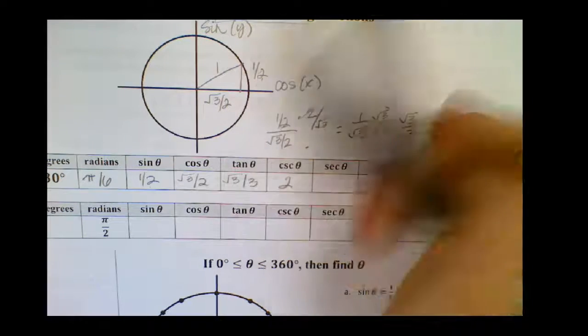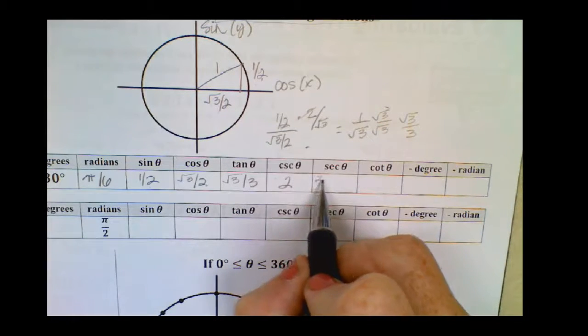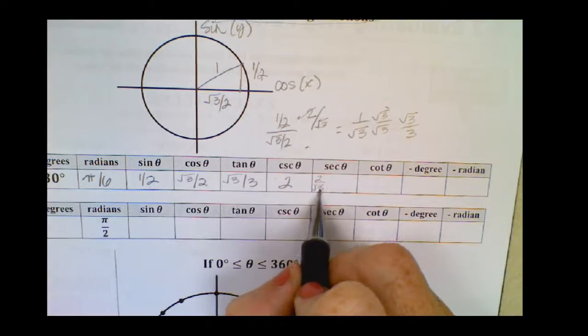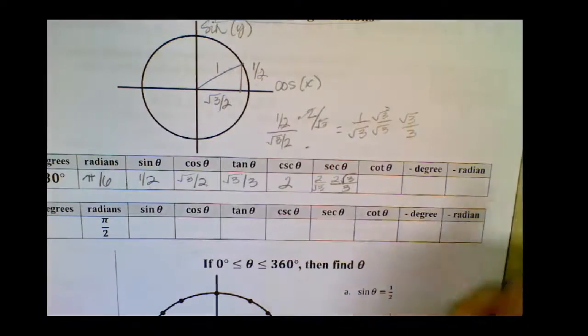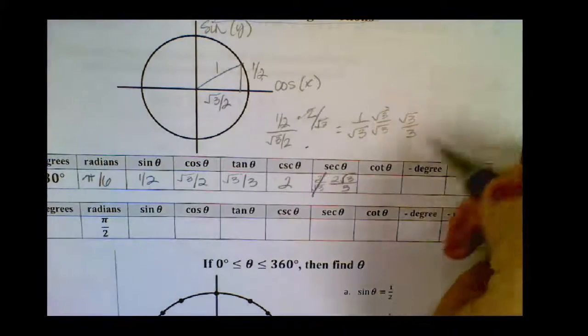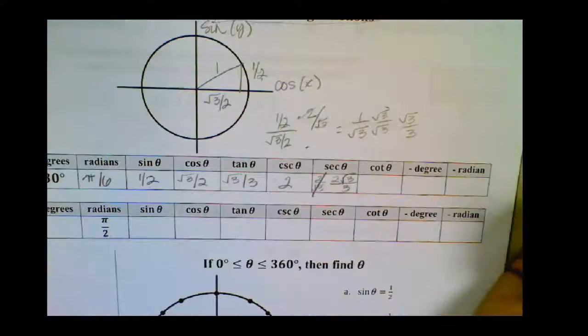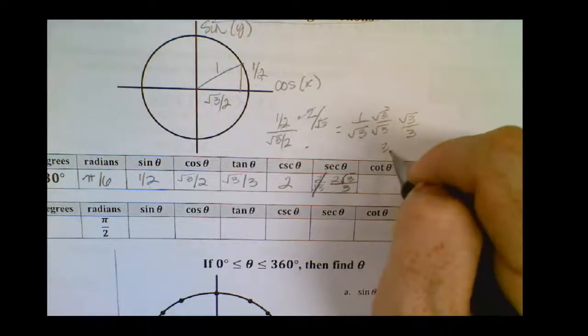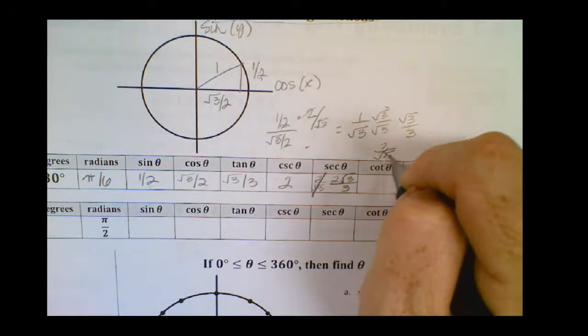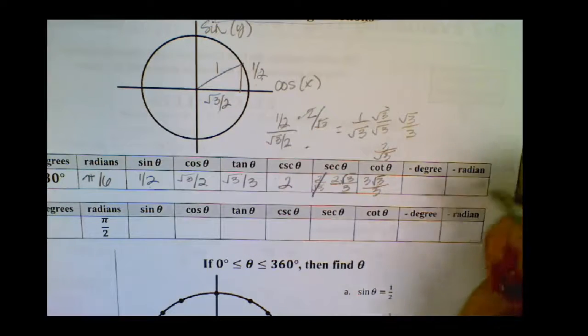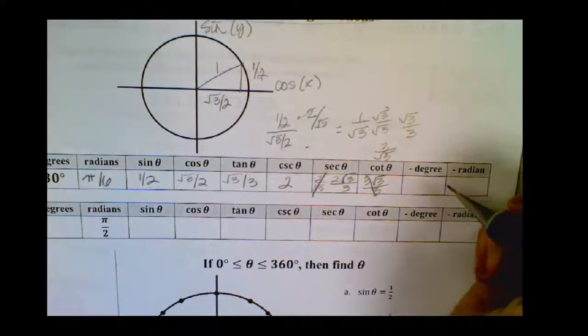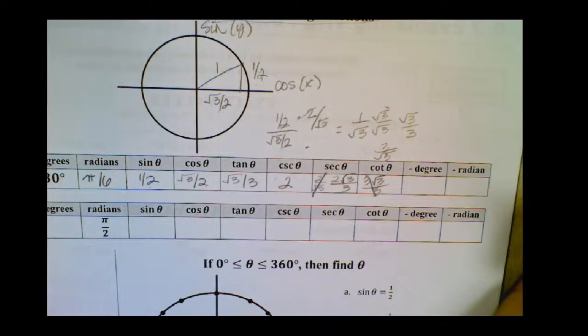The reciprocal of square root of 3 over 2 is 2 over square root of 3, but I can't leave it like that, so I need to rationalize that denominator, and I would get 2 square roots of 3 over 3. And then my cotangent would be my tangent flipped over, which is 3 over square root of 3, but again, I can't leave that like that. So I would get 3 square roots of 3 over 3, which cancel out the 3's, and then you would get square root of 3.